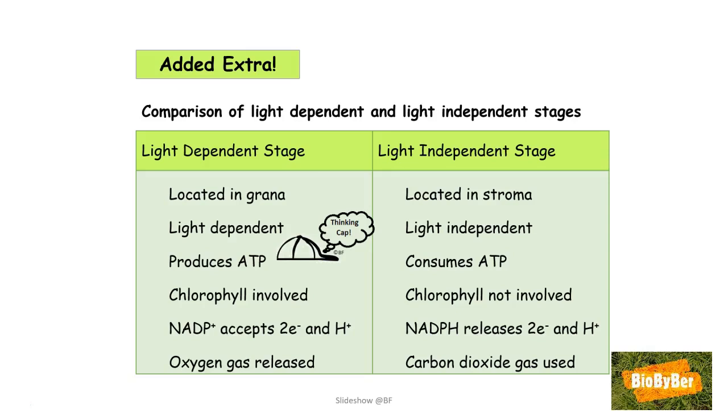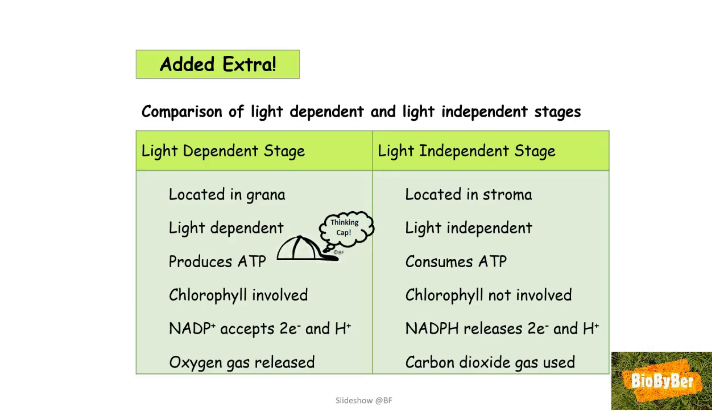First of all, the light-dependent stage is located in the grana, whereas the dark stage is located in the stroma. The light-dependent stage depends on light, the light-independent stage does not. The light stage produces ATP, the dark stage uses it. In the light stage, chlorophyll is involved, whereas chlorophyll is not involved in the dark stage. In the light stage, NADP plus, the empty taxi, accepts the passengers, 2 electrons and a proton. The NADPH releases 2 electrons and a proton in the dark stage.